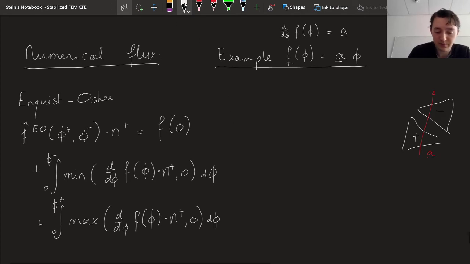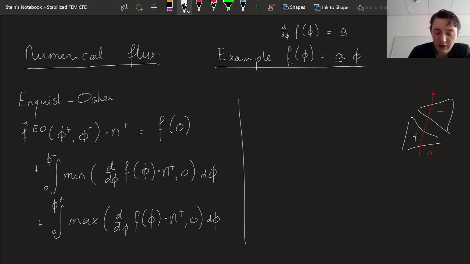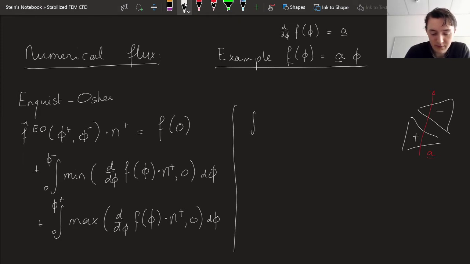Well, what do we get? We have f of 0. Well, f of 0 is simply going to be equal to 0. So then we have the integral from 0 to phi minus of the minimum of the derivative of f with respect to phi, so that's going to be equal to our advective vector dotted with n plus, or 0, integrated from 0 to phi, so integrated over phi.